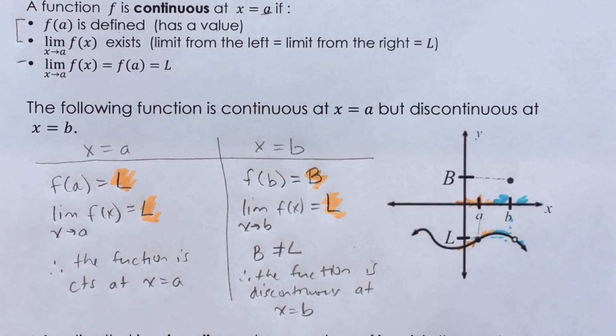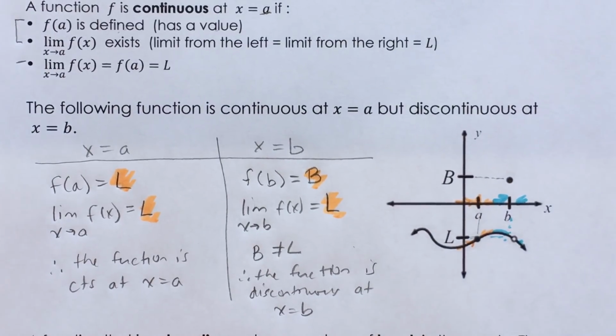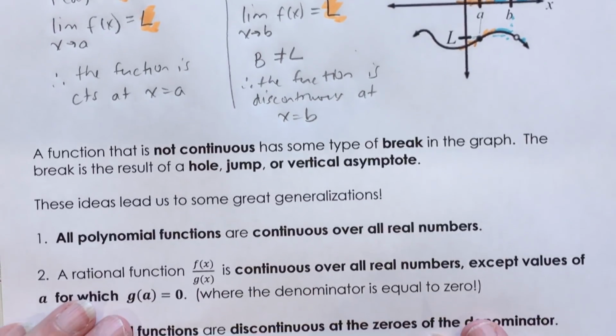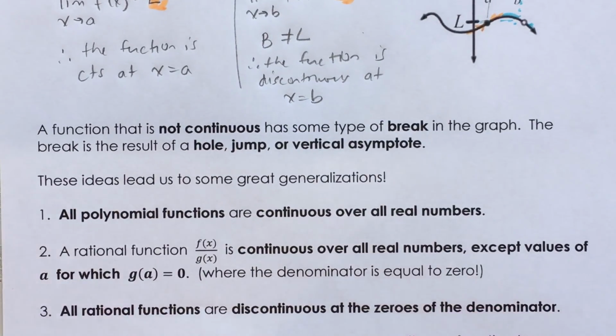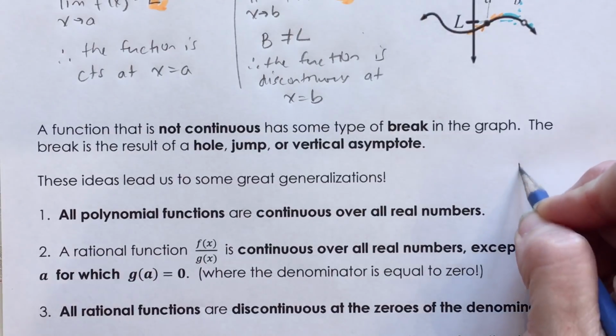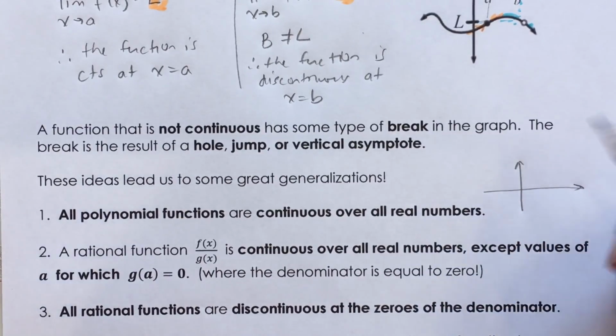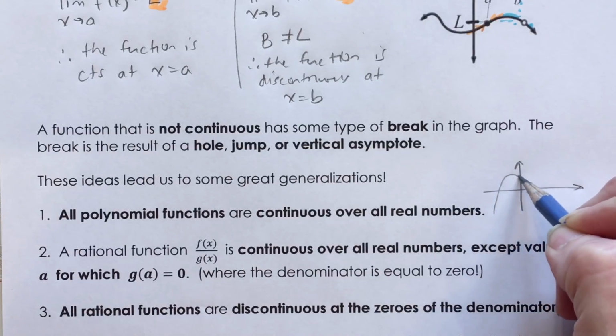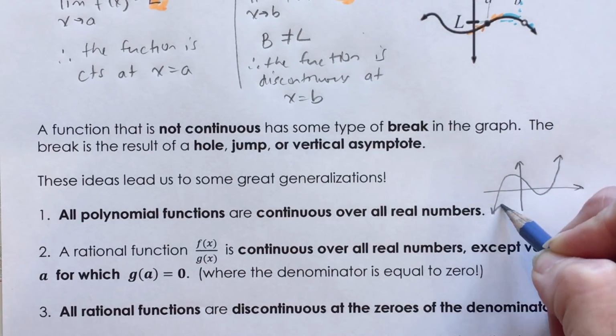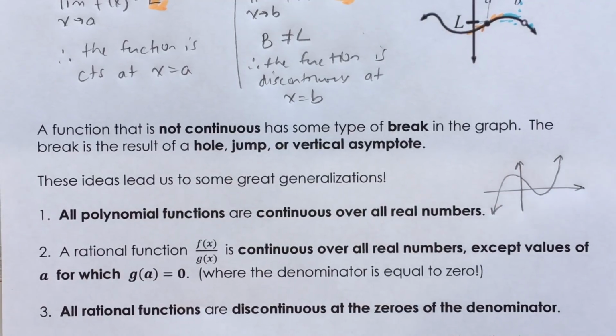Okay, so there's our three-part test, and that's how you decide whether a function is continuous or discontinuous at a given value. So a function that is not continuous has some type of break in the graph. The break could be the result of a hole, a jump, or a vertical asymptote. So these ideas can lead us to some great generalizations. First of all, polynomial functions are continuous over all real numbers. If you remember from advanced functions, when you were drawing polynomial functions, they would look something like this: a smooth curve everywhere, defined over all real numbers, continuous everywhere.